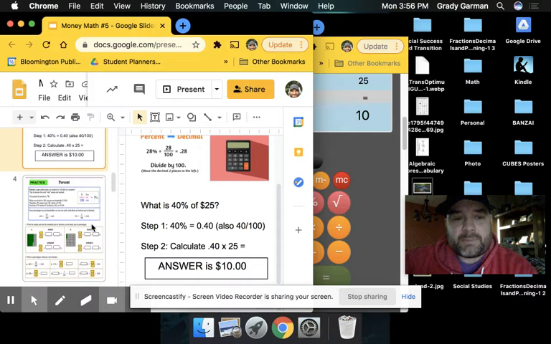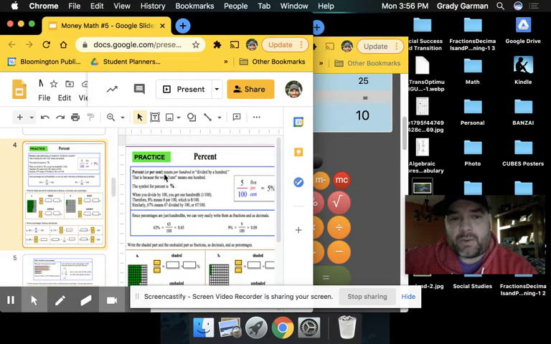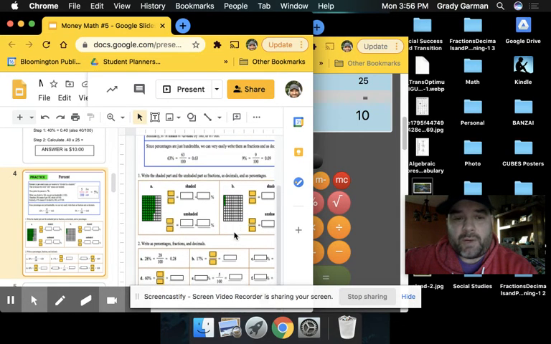On this next page, we're going to be doing some practice. Again, it goes over percent being a part over 100. So 5 per 100, 5 per 100 is 5%. These problems here, what you're going to be doing is counting up, and these are in rows of 10. And you're going to be writing a fraction. These are all out of 100, so how many over 100?